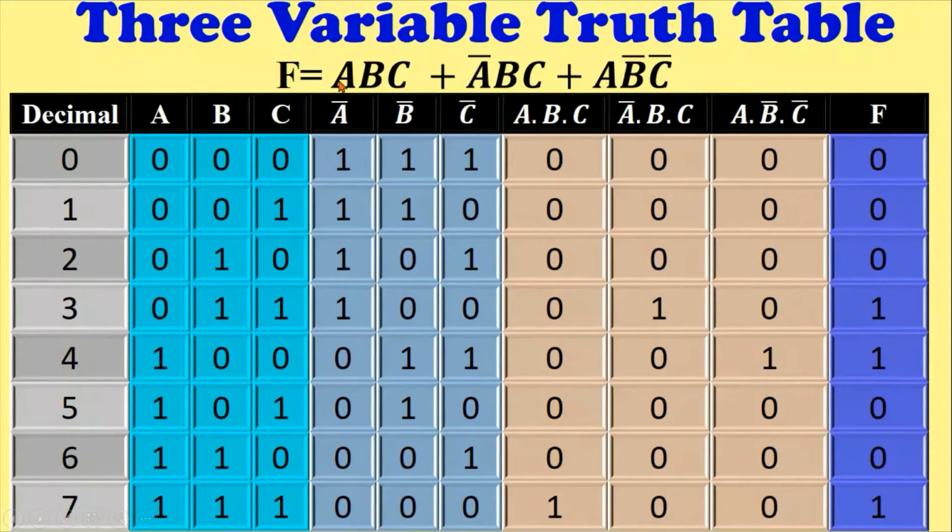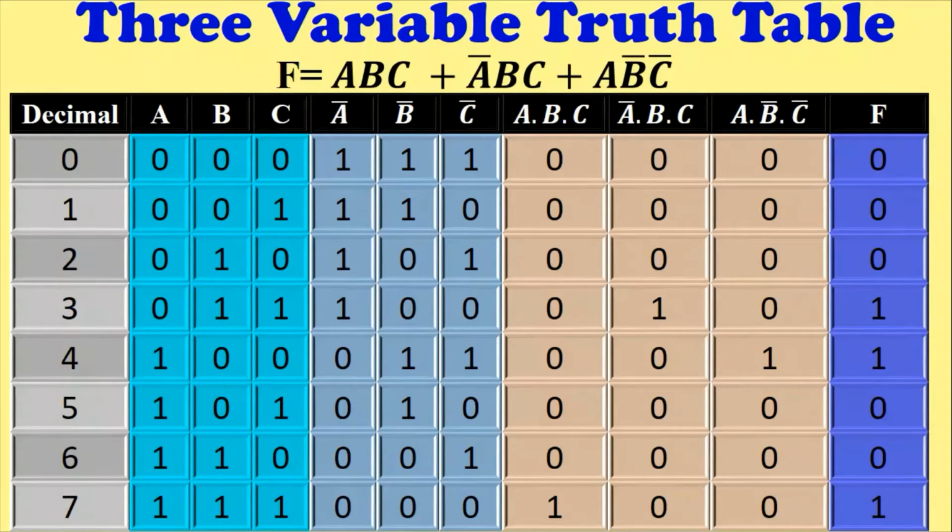Three variables truth table. There is a function given: f = ABC + A̅BC + AB̅C̅. I have explained in detail about A bar, B bar and C bar, which is also called the complement or inverter of a variable.